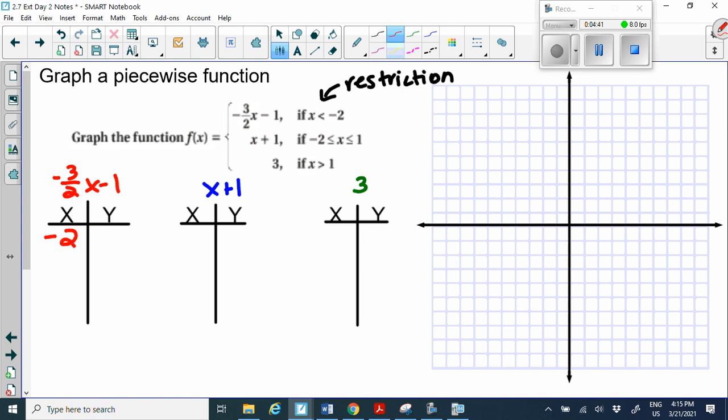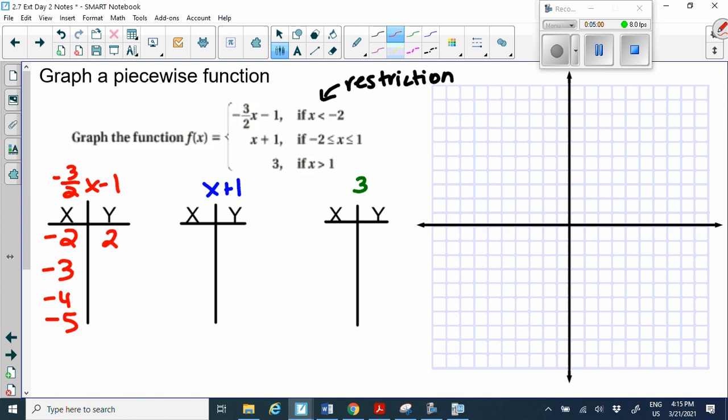Once again, I'm going to pick maybe 3 more points. Now, if x is less than, are we going to choose bigger or smaller numbers than -2? Smaller, so that's going to be like -3, -4, -5. So now I plug these numbers into my function of -3 halves x minus 1.